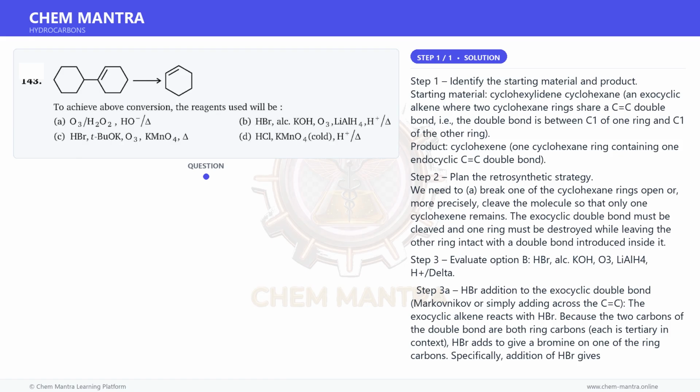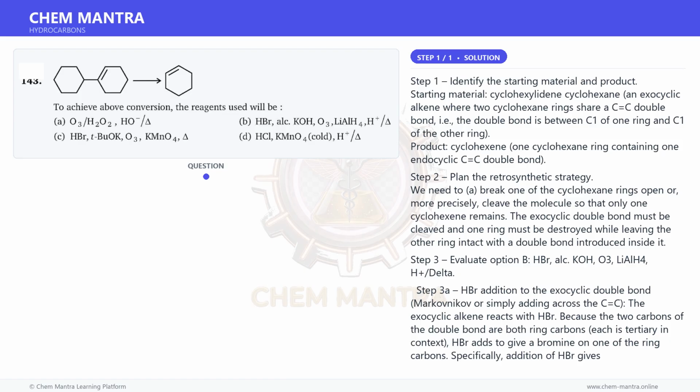Specifically, addition of HBr gives 1-bromo-1-cyclohexyl-cyclohexane, with the bromide at the sp2-derived carbon of one ring, and the other ring now as a substituent. Step 3b. AlC, KOH, alcoholic KOH, i.e., E2 elimination. KOH promotes E2 elimination of HBr, but under these bulky alcoholic conditions the less substituted, endocyclic alkene is not necessarily the product. However, elimination occurs to give an endocyclic double bond in one of the rings, generating one cyclohexenyl cyclohexane.